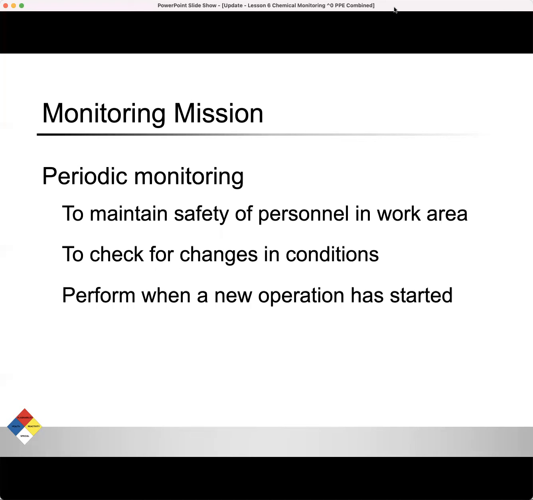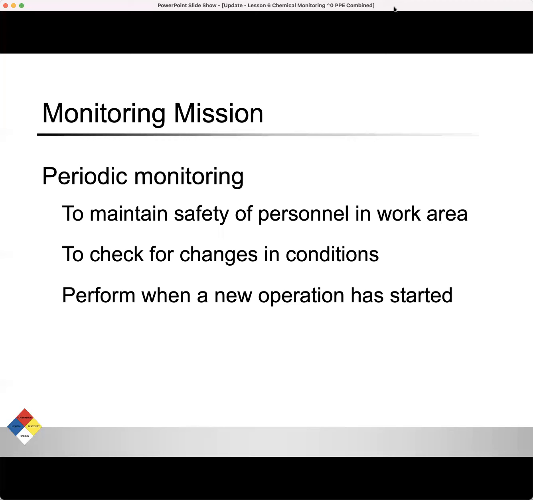We also need to perform periodic monitoring. That may be your mission. That's part of that operational monitoring. We do that to maintain the safety of our personnel in the work area. We need to check for changes in conditions. Some changes we're looking for: if we're doing work and it's supposed to be reducing the contamination of the atmosphere, we should be seeing that in our monitoring. If it's not changing or it's increasing, that's when we need to return from our plan implementation back to the planning stage of our problem solving method and come up with a new plan.